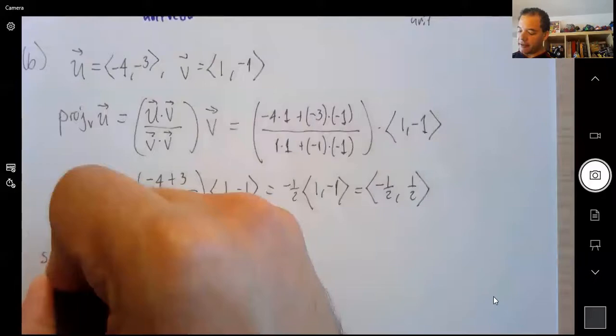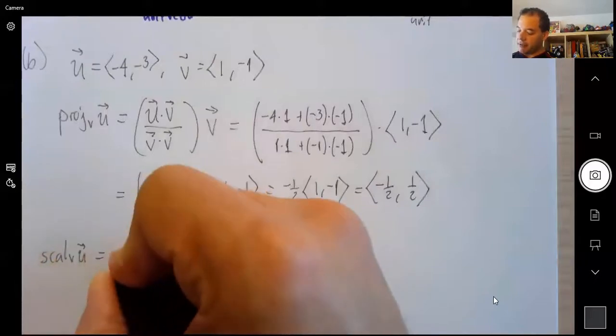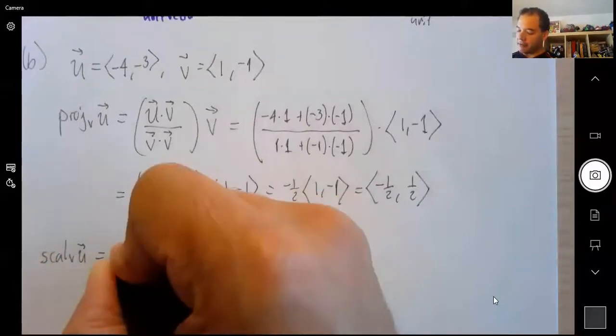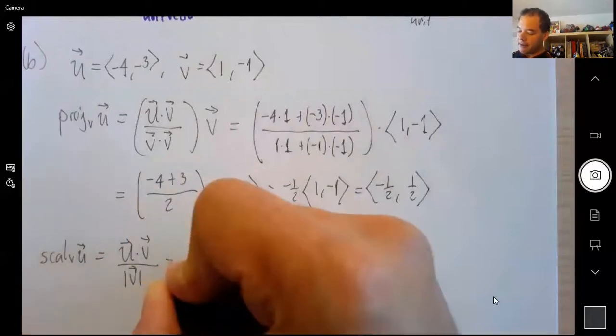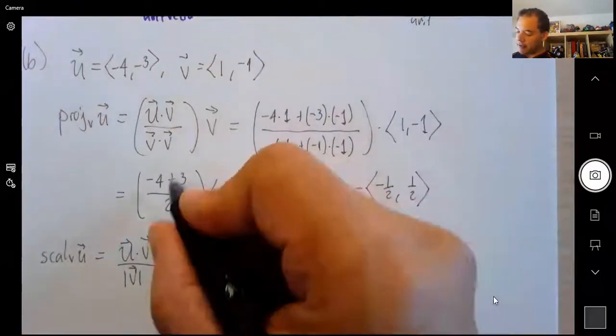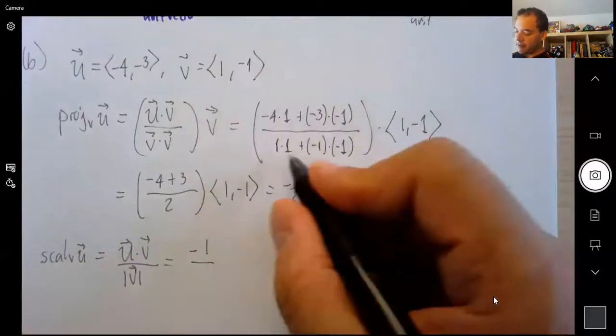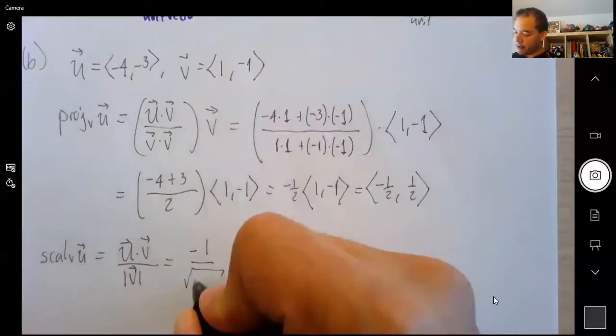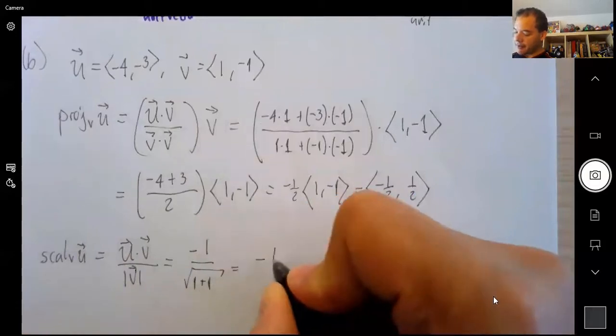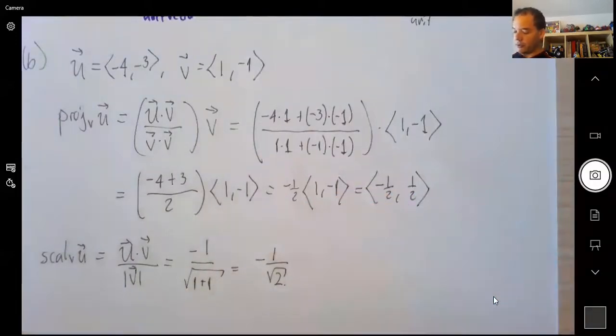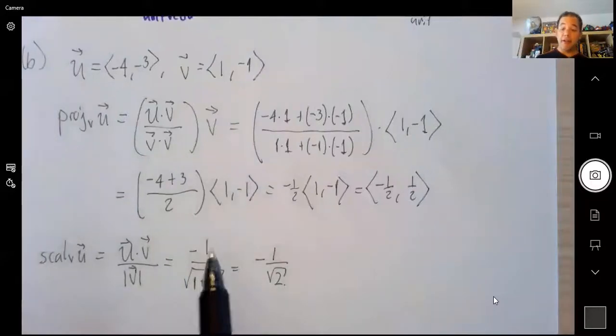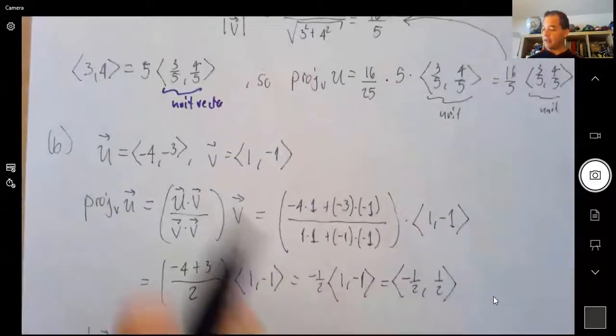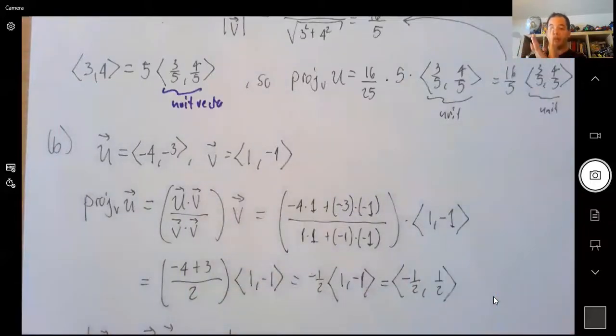If you want to recalculate directly, that's simply u dot v divided by the magnitude of v. And u dot v, we did it, it was -1. And the magnitude of v is the square root of 1 plus 1. This is -1 over root 2. If the scalar is negative, that means your projection is of something with an angle bigger than 90 degrees. If the scalar is positive, like this one here, it means the angle was smaller than 90 degrees.